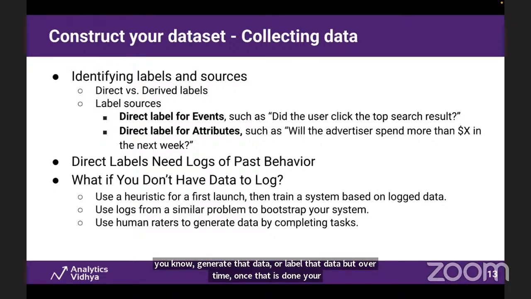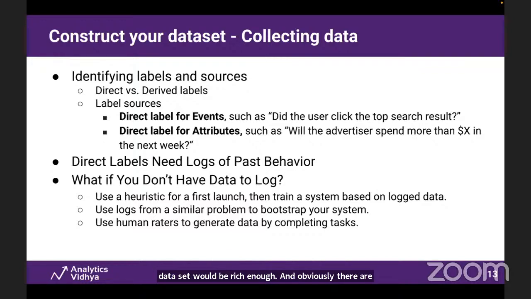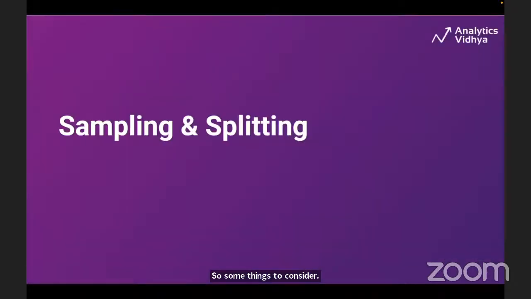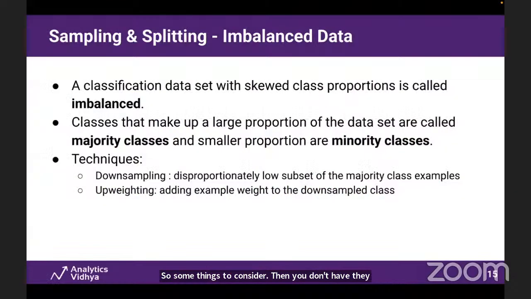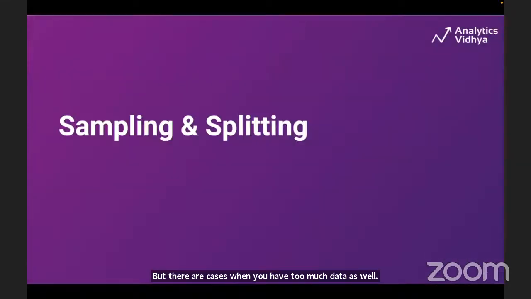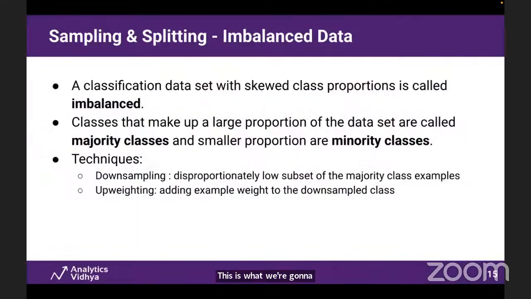And obviously there are pros and cons of using human-level data. Human raters, we know they can perform a wide range of tasks. You have to have a clear problem definition, but it's also expensive and it requires multiple iterations. So those are some things to consider when you don't have enough data to log. But there are cases when you have too much data as well, and this is what we're going to discuss next, which is sampling and splitting.